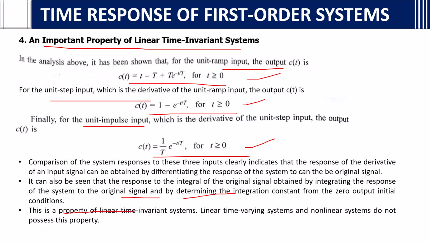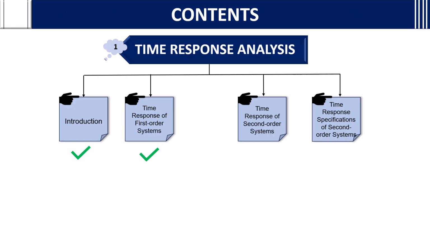This is the property of linear time invariant systems. Linear time varying systems and non-linear systems do not possess this property. Only linear time invariant systems possess this property. If a system is linear time varying or non-linear, it does not possess the properties we have seen. The time response property of first order systems is not seen in time varying and non-linear systems. Only in linear time invariant systems is it possible.